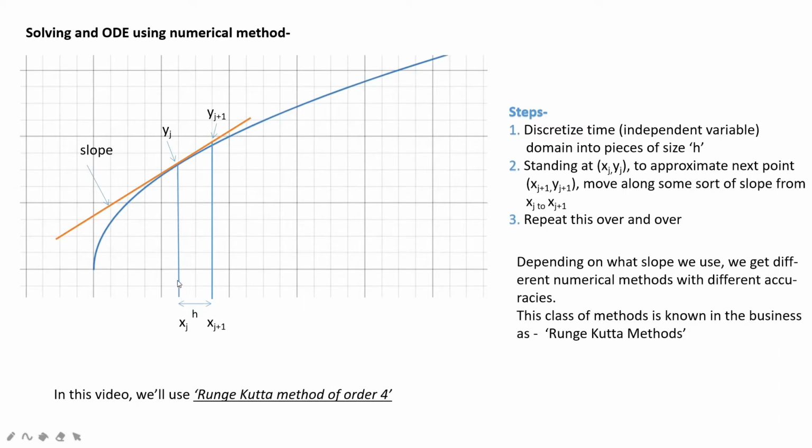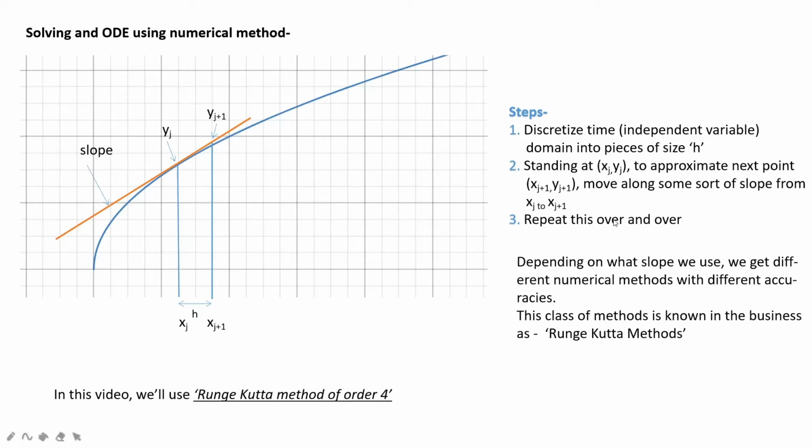That is, we are here at this point, and the goal is to find out the next point's distance away from this point. So we'll move along this orange slope and approximate the value of y at xj plus 1 to be this value on the slope, which would differ from the actual value by this amount. So that would be our error. The smaller the step size h is, the better the approximation.